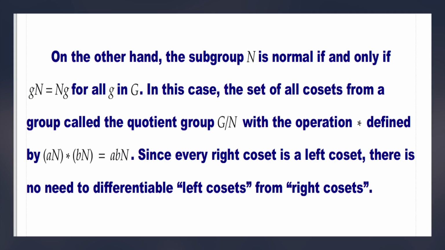For example, if a is in the center of G, then aH = Ha. On the other hand, the subgroup N is normal if and only if gN = Ng for all g in G. In this case, the set of all cosets forms a group called the quotient of G by N, with the operation star defined by aN * bN = abN. Since every right coset is a left coset, there is no need to differentiate left cosets from right cosets.